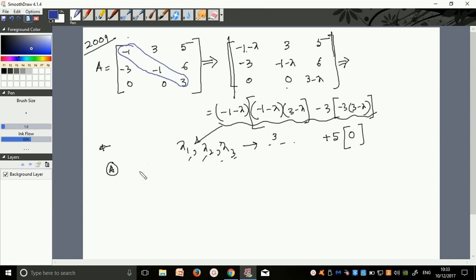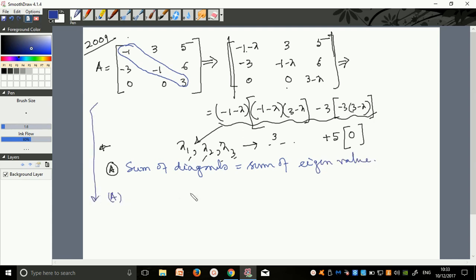What is the property of the matrix? That the sum of the diagonals is equal to the sum of your eigenvalues. Now you are provided 4 options, A, B, C, D. This matrix was given, and there were 4 sets of values given, and you have to tell what the eigenvalues are. So I will use a shortcut method like this.